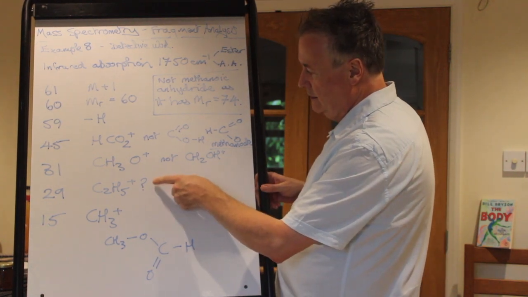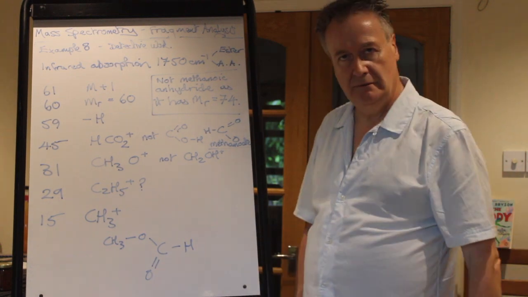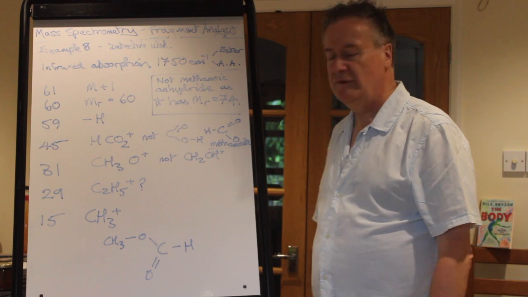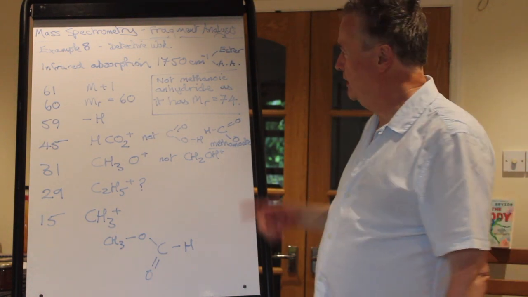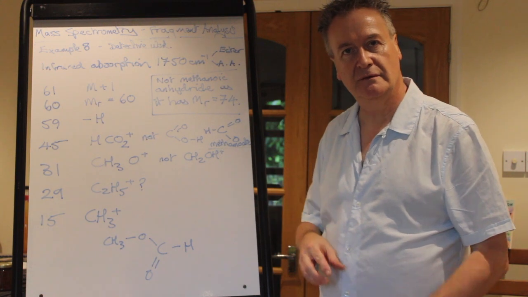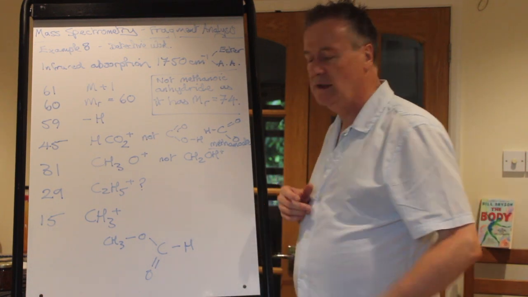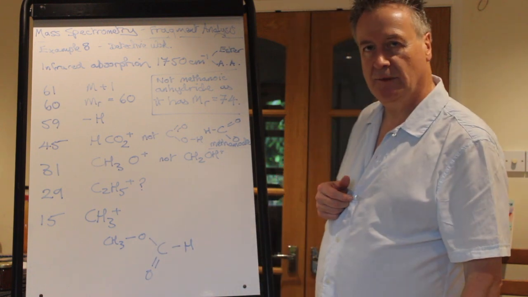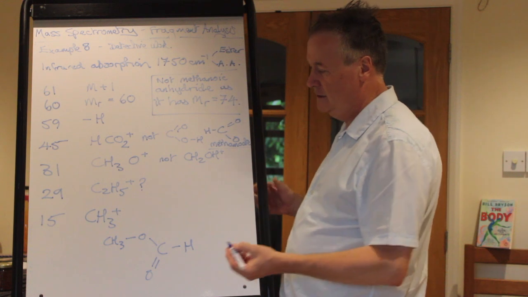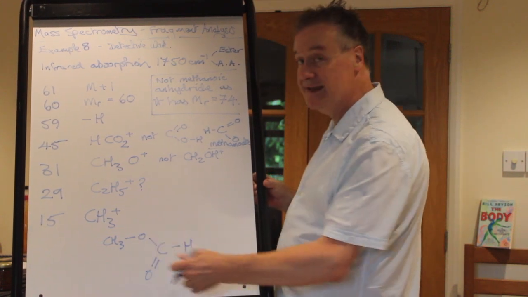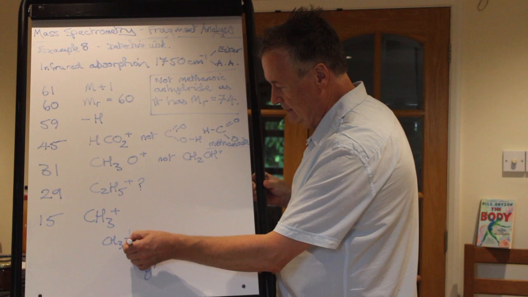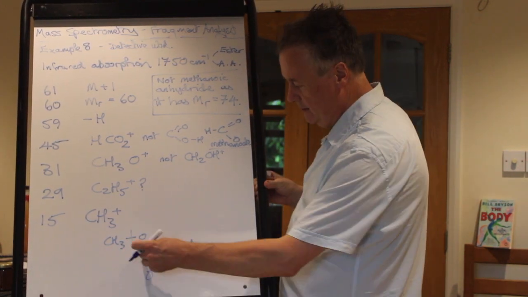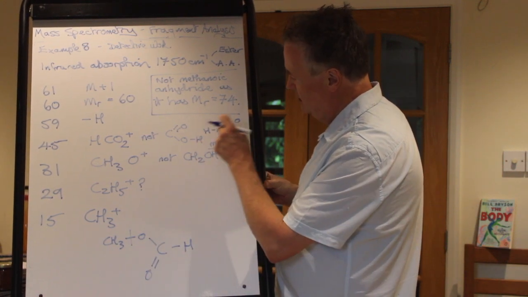So 29. Now you would go, oh, 29, he told us that was C2H5. But if you had an ethyl ester, it would be higher than 60 as the formula mass. So there must be another way of getting 29. 15 on the other hand, CH3+, definitely. Now when you look at the structure that I've got here, this is methyl methanoate. There's the 15, CH3+ would come off.